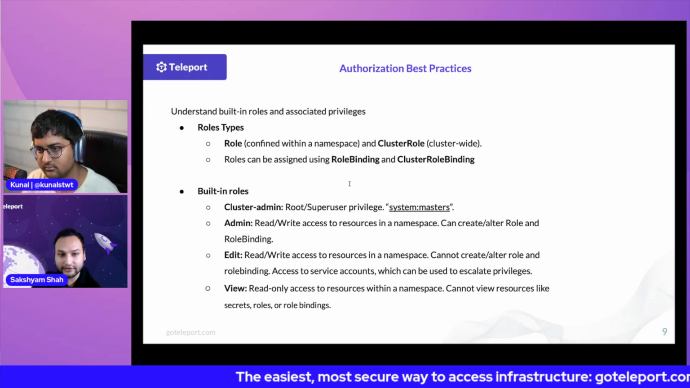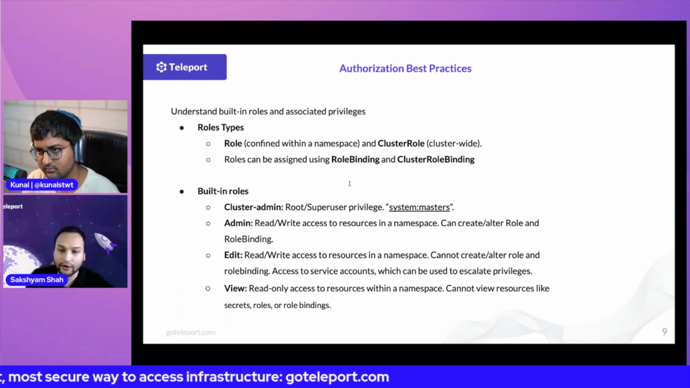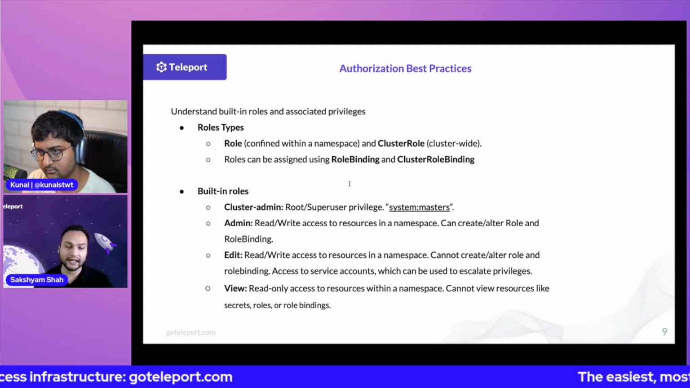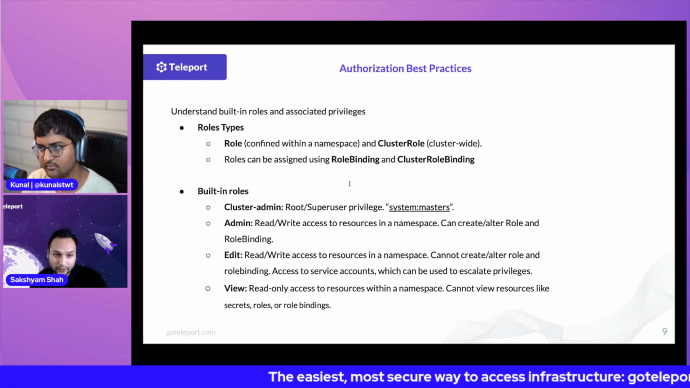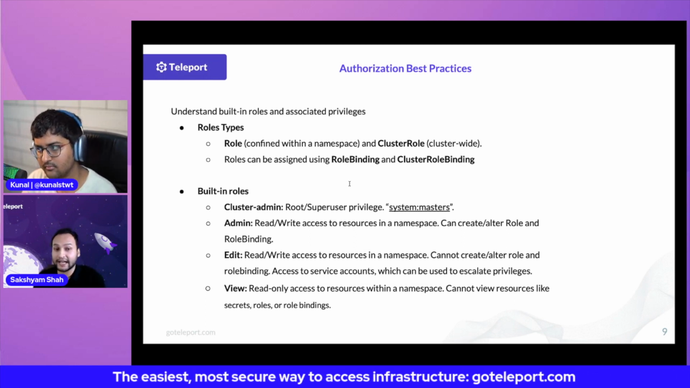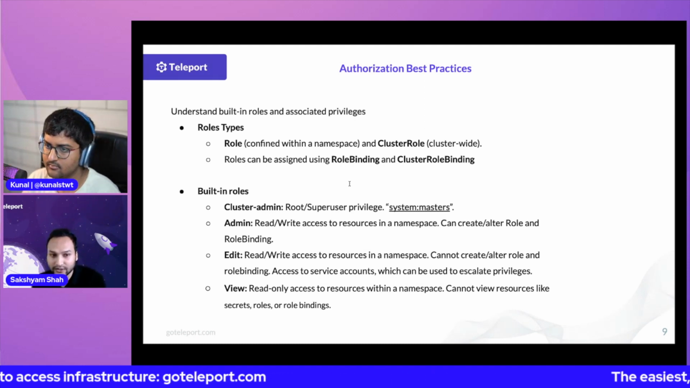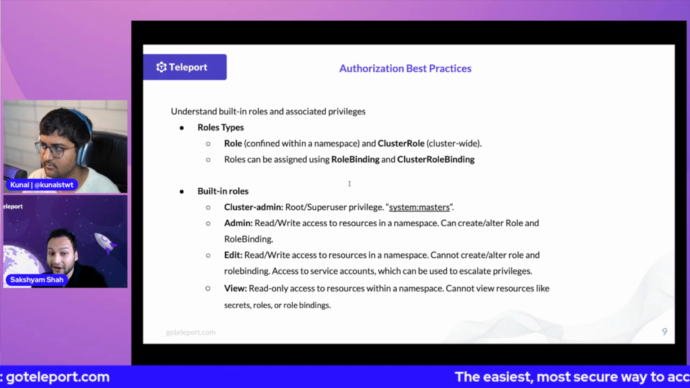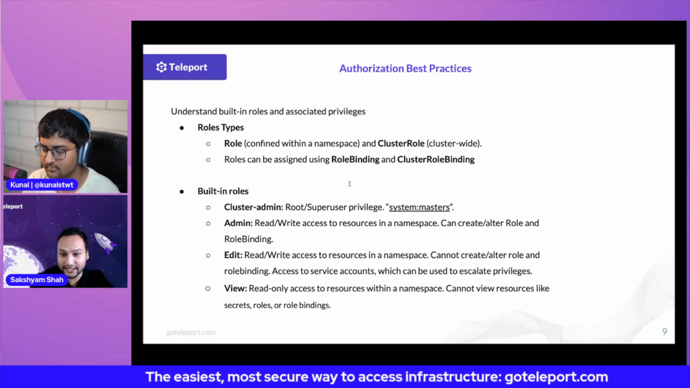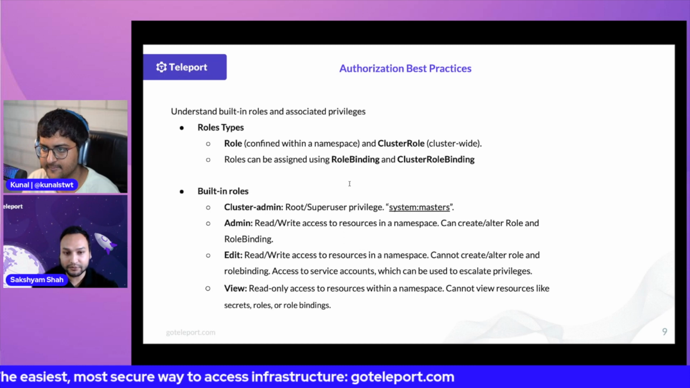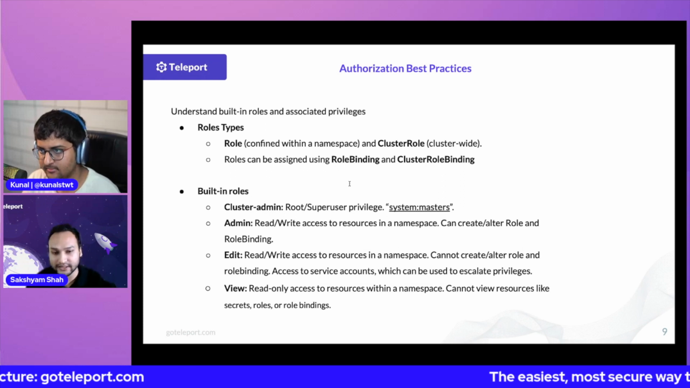This admin role has read-write access to resources, but within a namespace only. It can create and alter roles and role bindings as well, meaning it can create a role and assign that role to other users as well. The third one is the edit role. The edit role also has read and write access to resources in the namespace, but it cannot create and alter roles and assign roles to other users. But what it can do is access service accounts, which can be used to escalate privileges. So careful consideration must be taken on what a user you assign the edit role can do with service accounts.